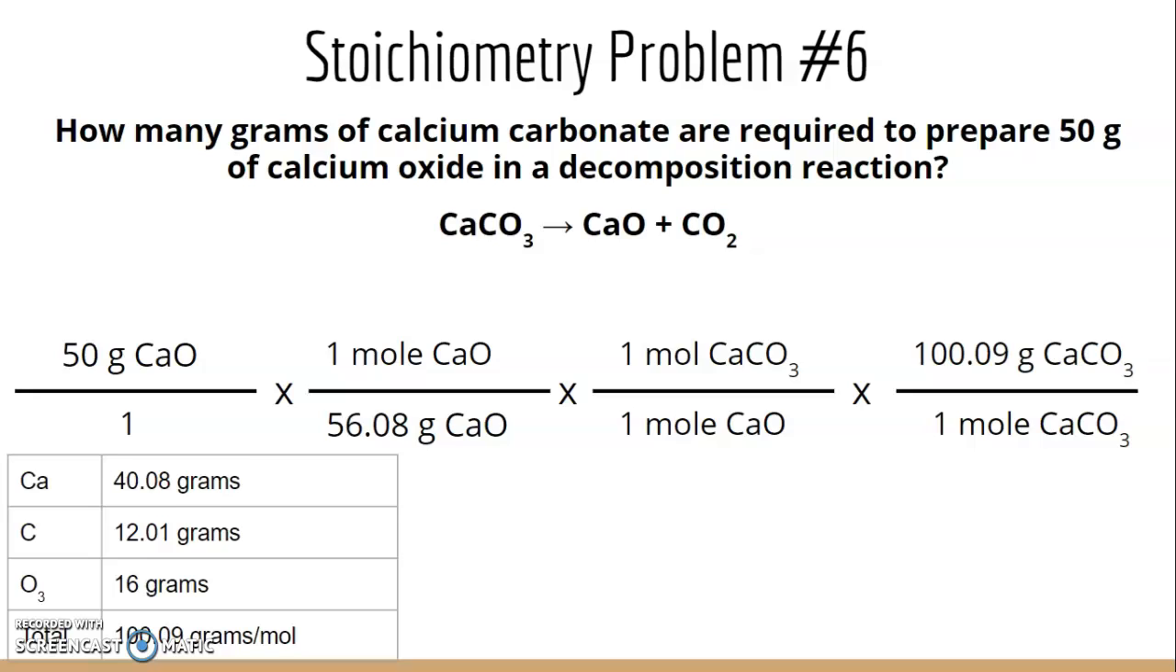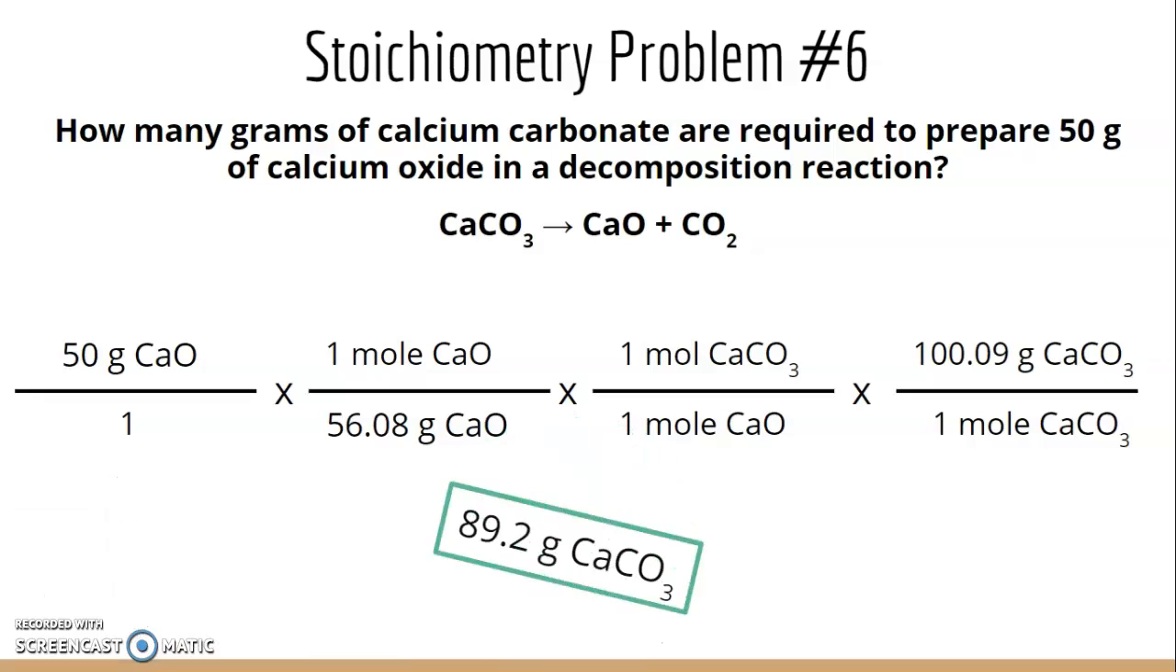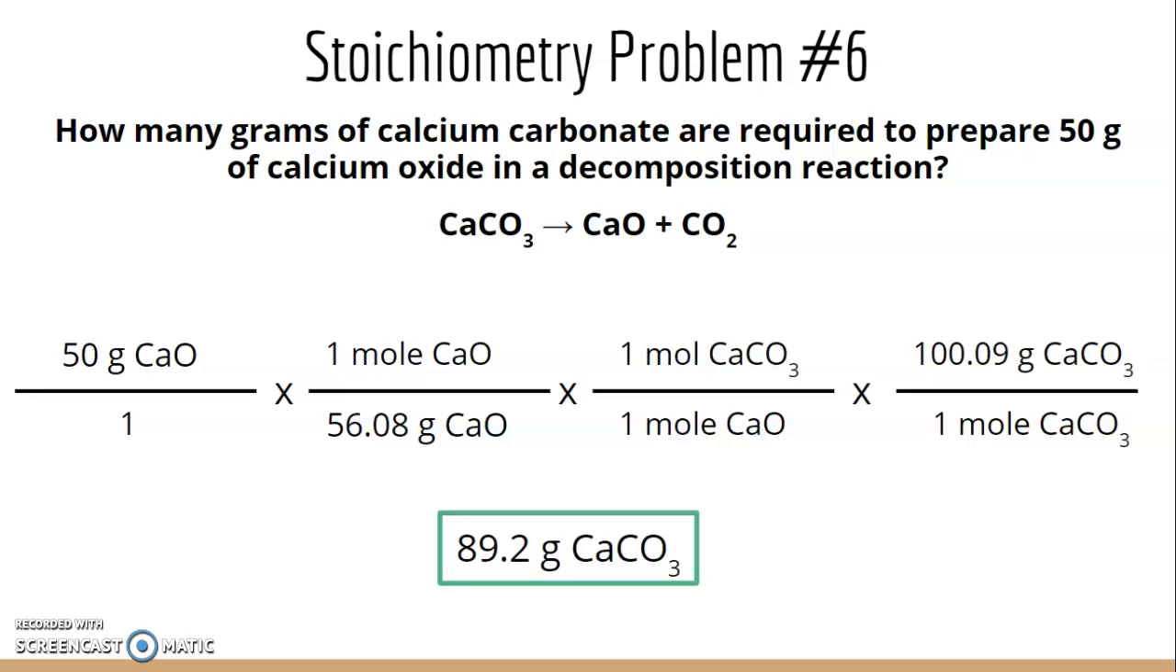And at this point, we have reached the end of setting up our problem. And the final step we have is to multiply and divide out. And if we do that, we're going to get a final answer of 89.2 grams of calcium carbonate. So this problem is one of my favorite problems because it ties together all the skills we worked on.